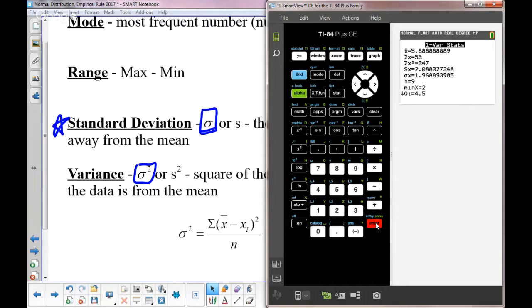And you'll see you get all these numbers. And you see the very top one, it says x bar. Well, if you realize x bar is our mean, that's the mean of all the numbers I just plugged in. So 5.89, that's what I would count as my mean. So that's my x bar.